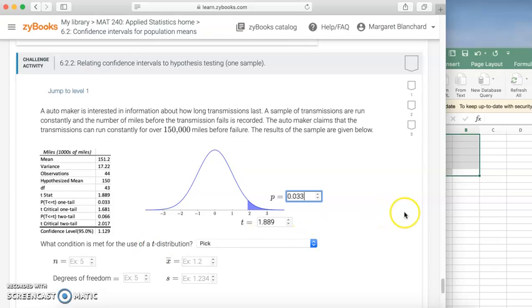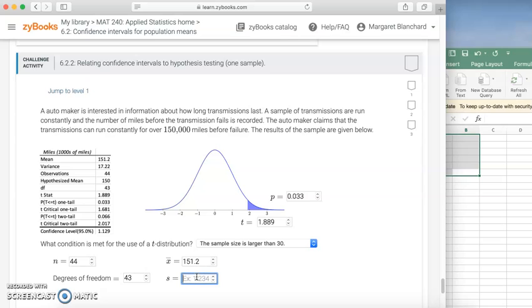What condition is met for the t distribution? It says the population is stated not to be skewed, which we weren't talking about, but the sample size is larger than 30. Look right here, our number of observations is 44, so we know we've met that condition. n, as we just said, is 44, that's the observations. X bar is given by the mean right here, 151.2. Degrees of freedom, remember, are n minus 1, so that's 43.